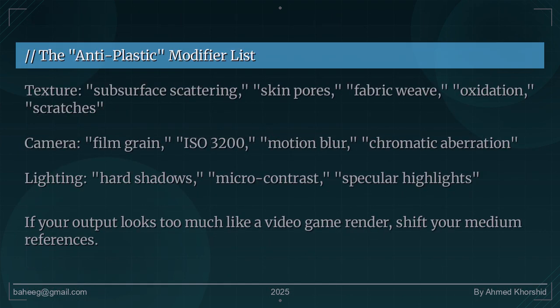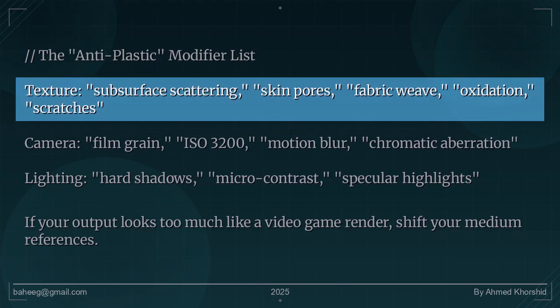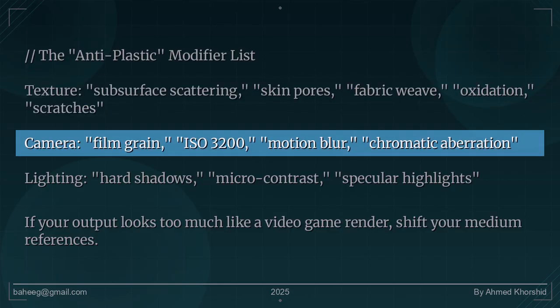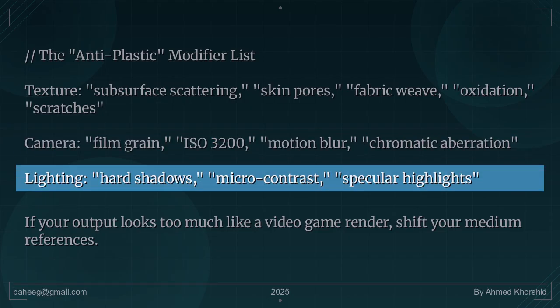The anti-plastic modifier list. Texture: subsurface scattering, skin pores, fabric weave, oxidation, scratches. Camera: film grain, ISO 3200, motion blur, chromatic aberration. Lighting: hard shadows, micro contrast, specular highlights.